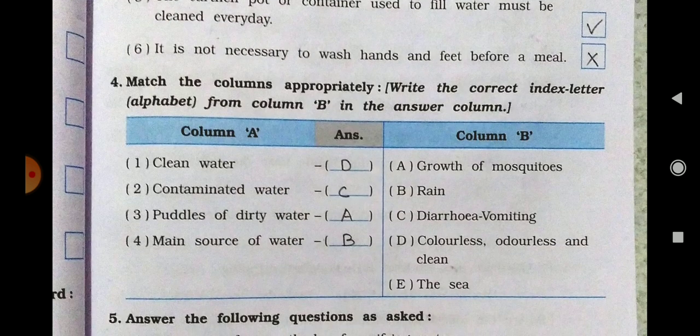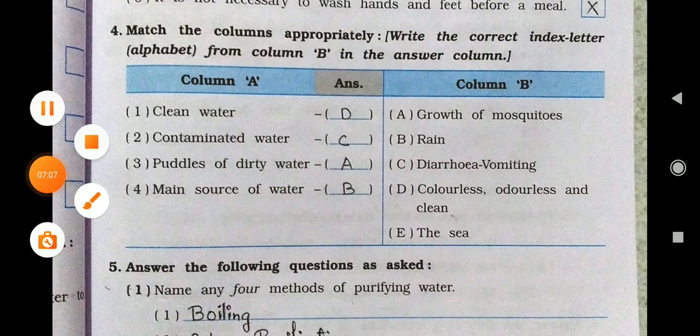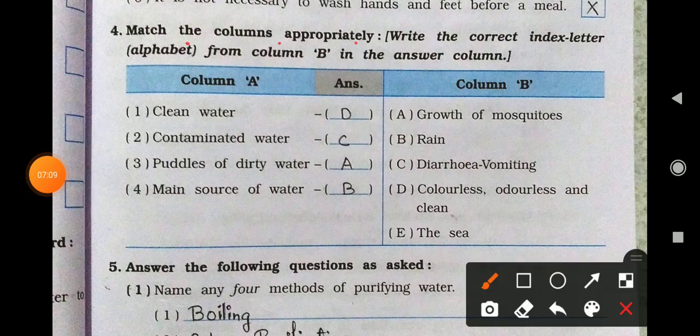Now see question number 4. Match the columns appropriately. Write the correct index letter from column B in the answer column. Column A and column B are given here. Here is the answer column. So we have to write the answer under the answer column.